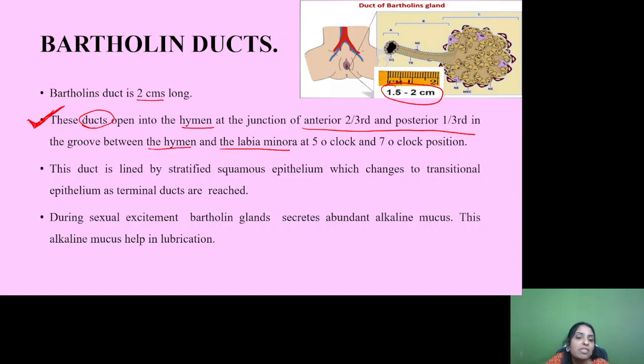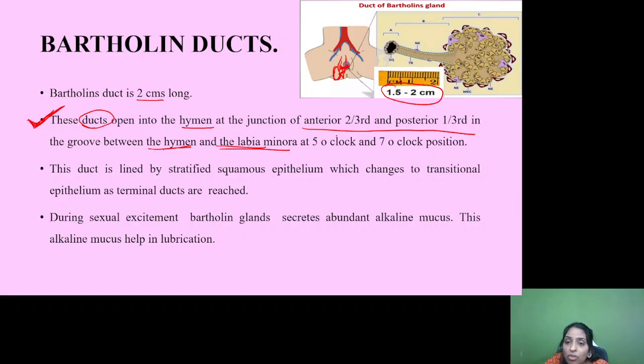This is an important previous question. Where do the Bartholin ducts open? See, it is at the hymen. This is the hymen. At the junction of anterior 2/3 and posterior 1/3, the duct will be opening. Anterior 2/3 and posterior 1/3. And see, it is located posterior to the labia majora, and the duct opens in between the hymen and the labia minora.